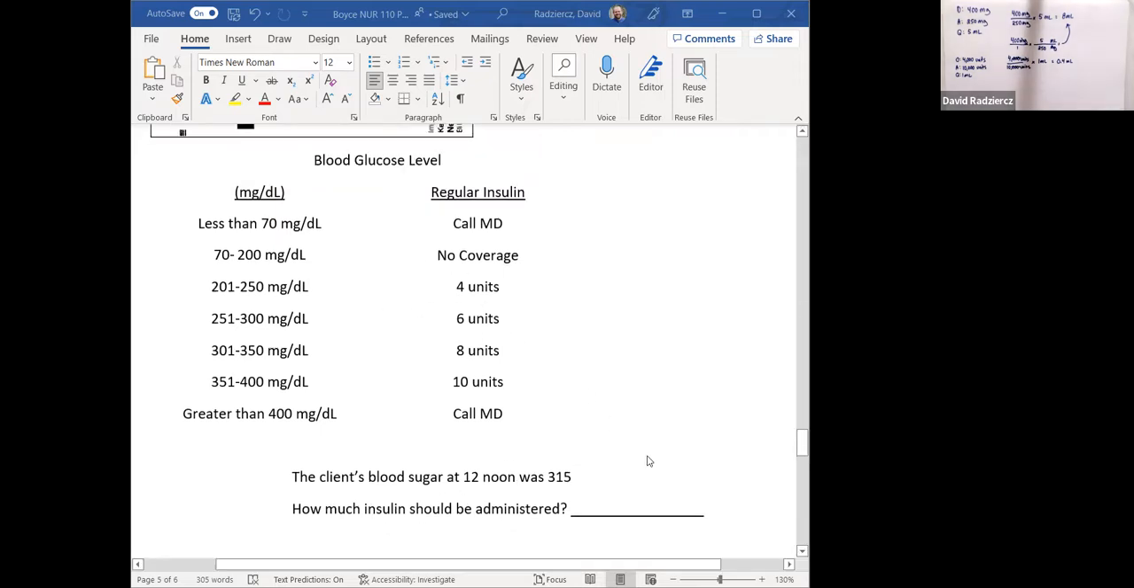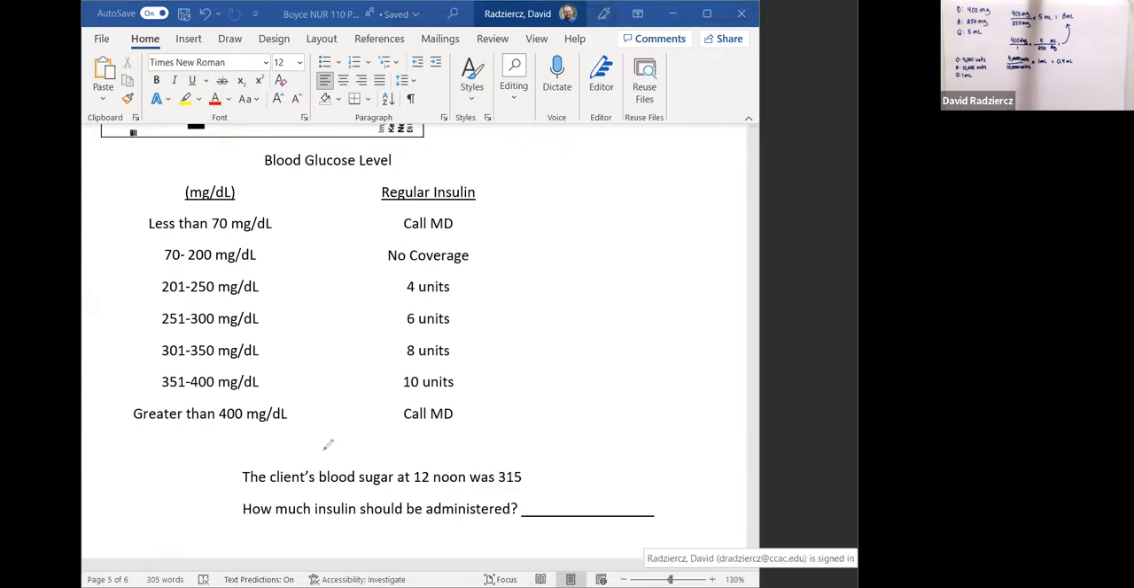And so what we're going to do is look at our sliding scale. And I'm going to get my annotation out here. And we're going to look for where 315 falls. So 315 is going to fall in this range right here. And so the answer is you would administer 8 units. Now that kind of looks like a funky G or snowman of some sort, but it's supposed to be the number 8. So you're going to administer 8 units. Make sure you write units in your answer. Do not leave that off.